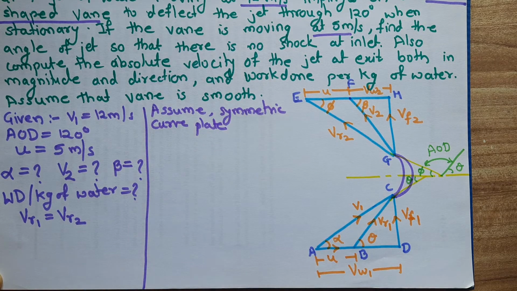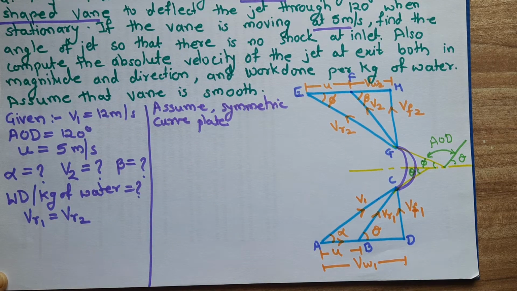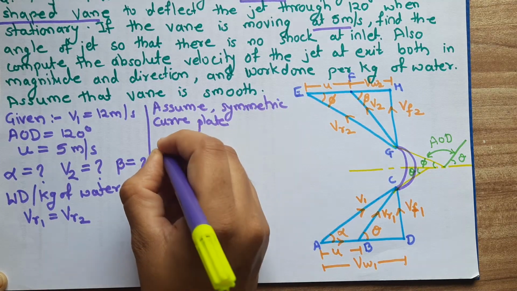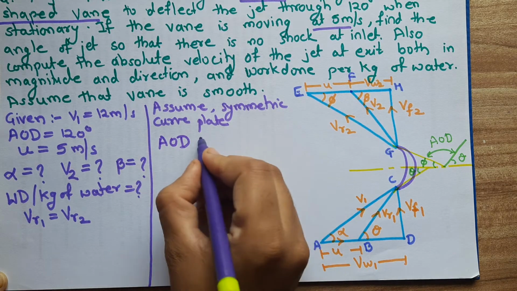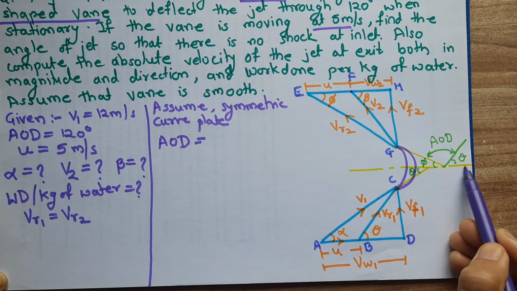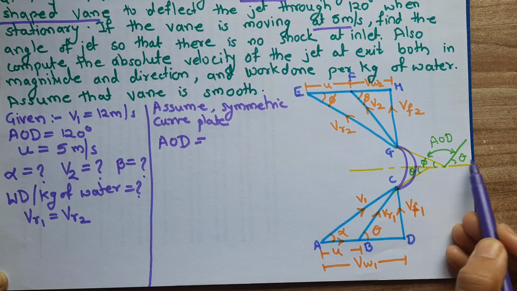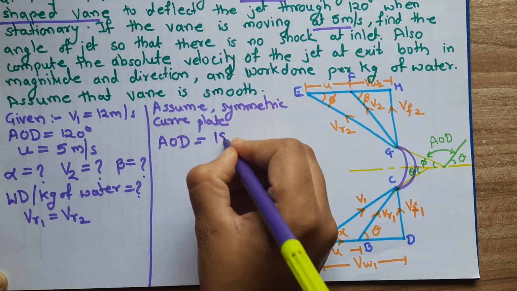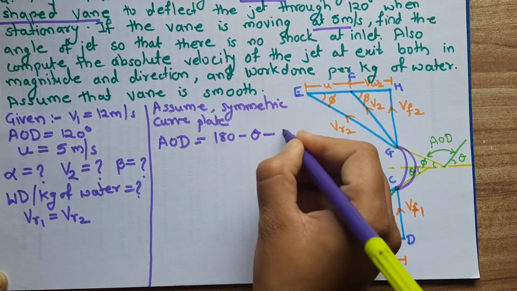Because when we try to solve the triangle, we need three parameters which should be known to us. So we can see here, if we want to solve this inlet triangle, we know V1, U, but other than this nothing is known to us, and we can't find it by any other method. So we have to assume that the plate is symmetrical, and if the plate is symmetric, we can write that angle of deflection is equal to 180 minus theta minus phi.